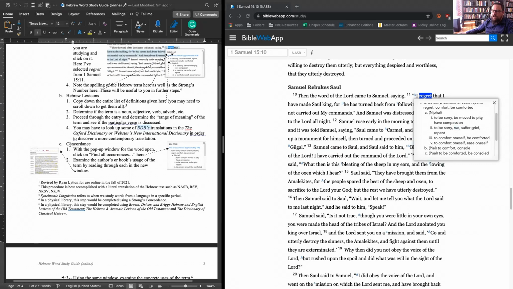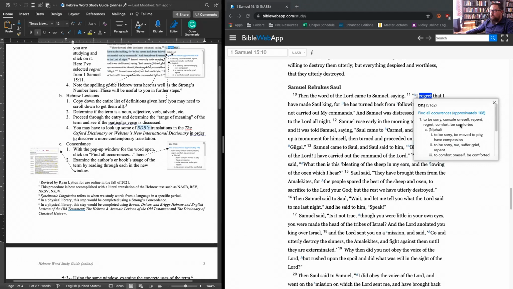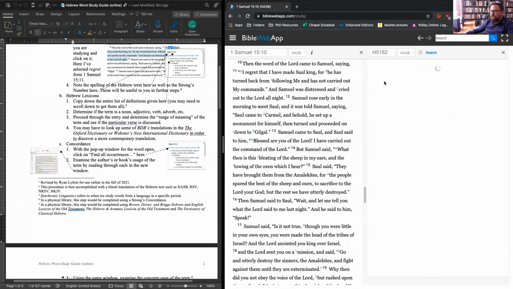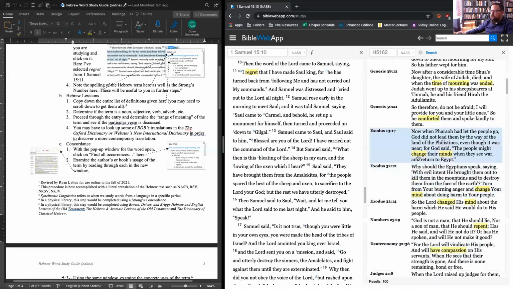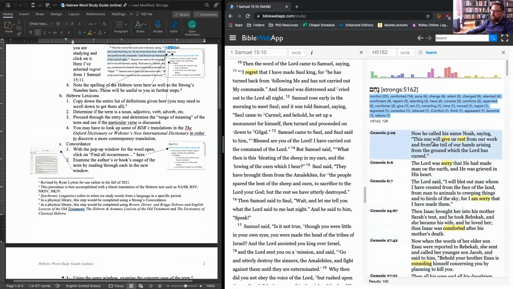Okay. Then concordance. Within the pop-up window, we want to click on Find All Occurrences, okay? So when we click on that, it's going to open up a whole new window with a bar graph at the top, right? And gives us Nacham, Strong's number, and then it tells us all of the different ways that it's translated. It's translated as comfort 25 times, comforted 16 times, sorry 6 times, and so on, right? And if we scroll through here, it'll show us all the different ways that it's being translated. So this one will give us rest. And so give rest is what the translation of Nacham is in Genesis 5:29.